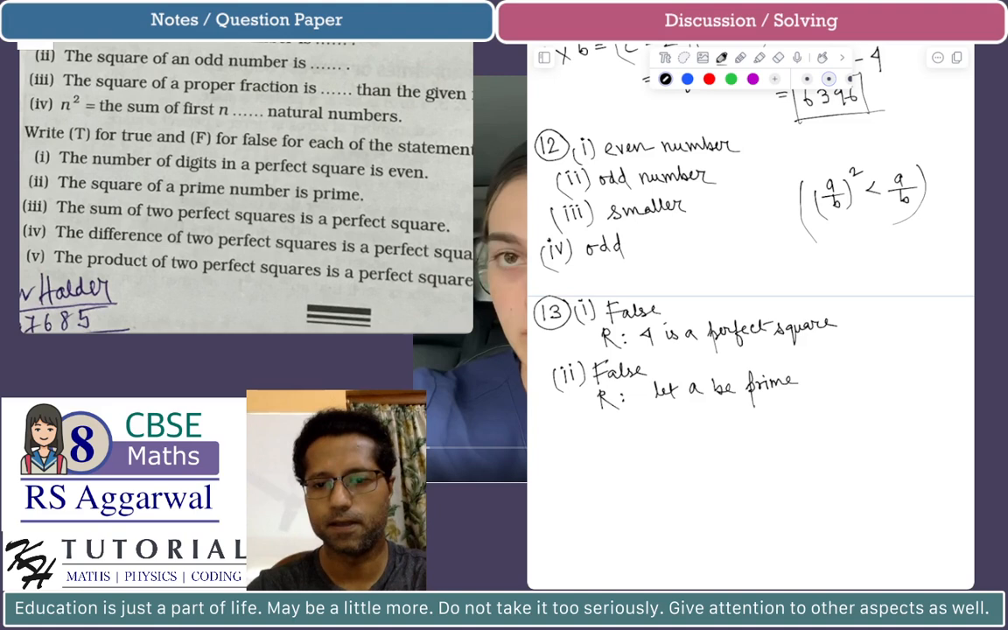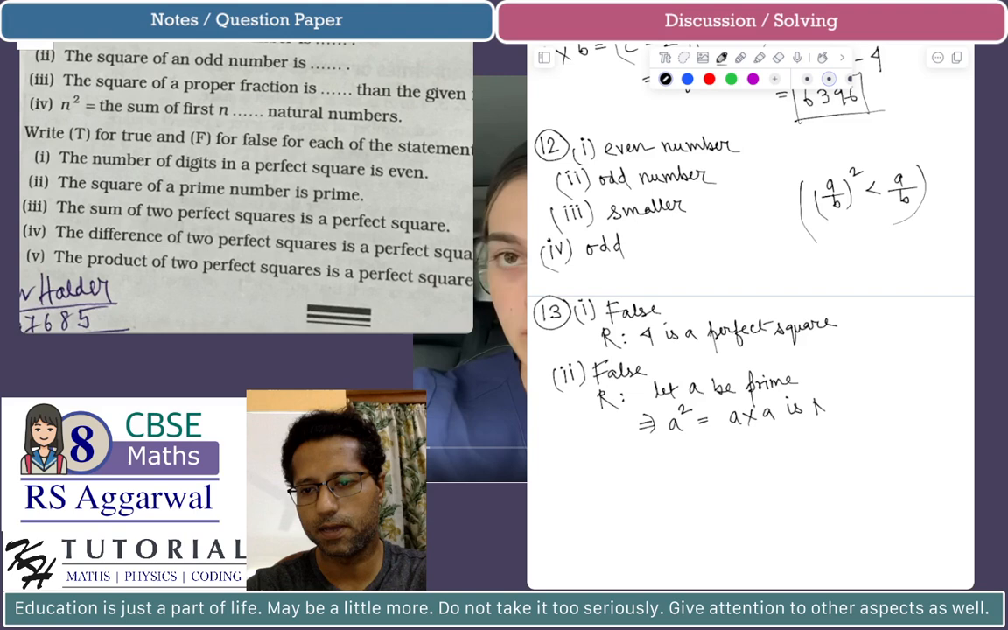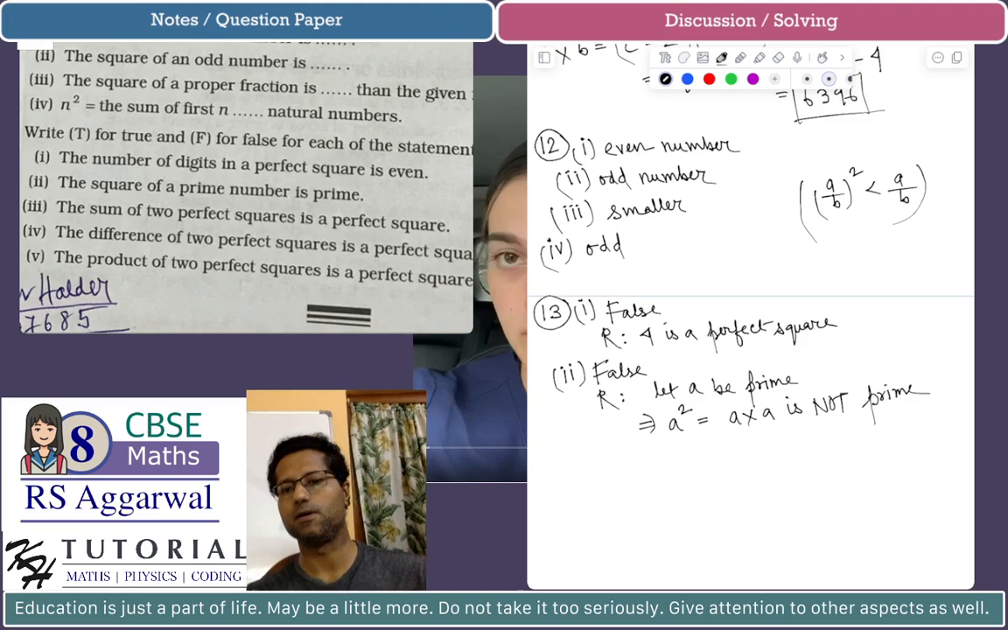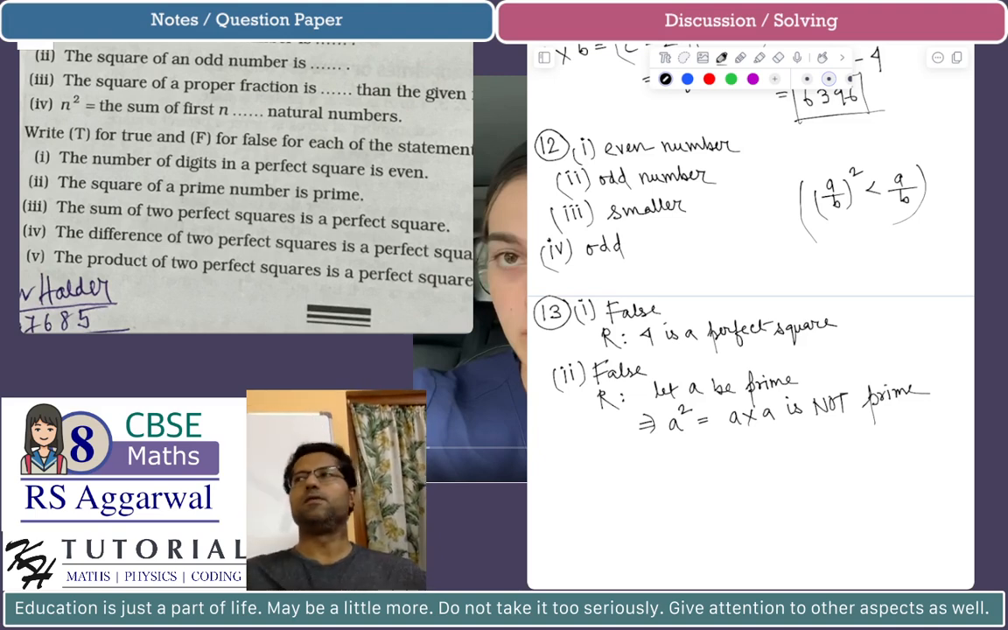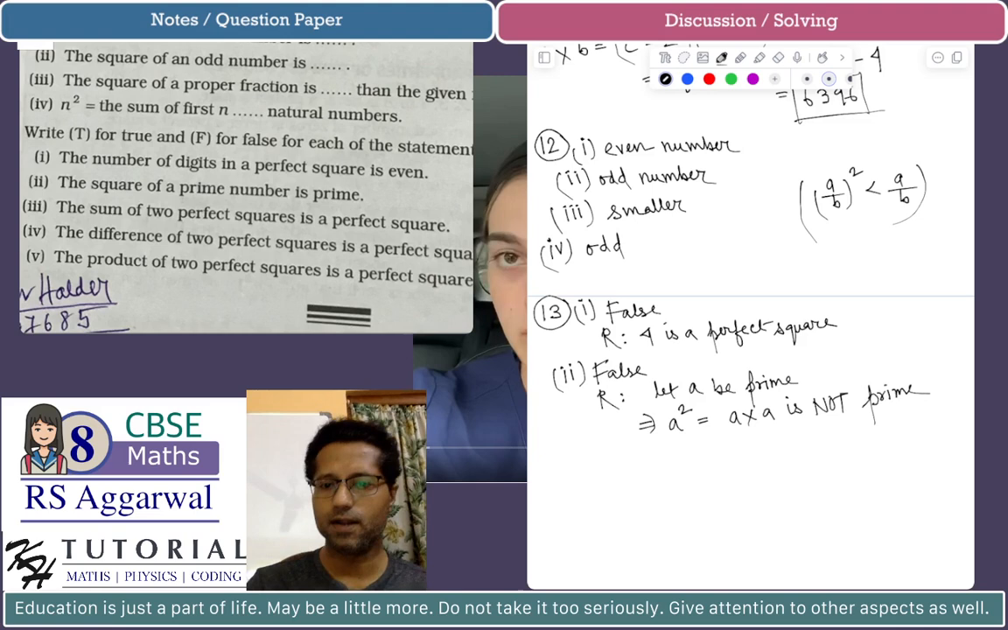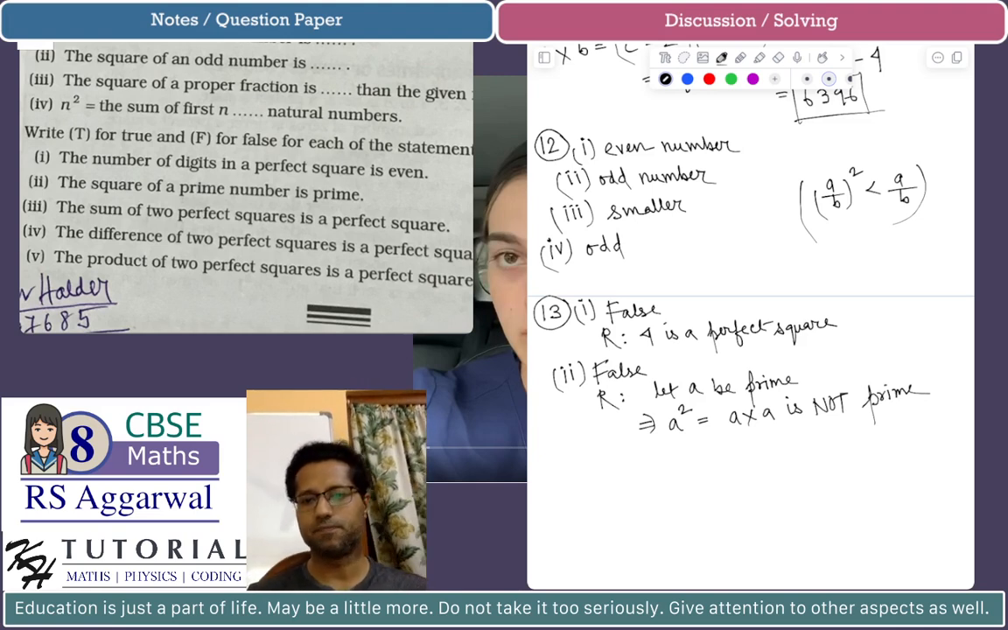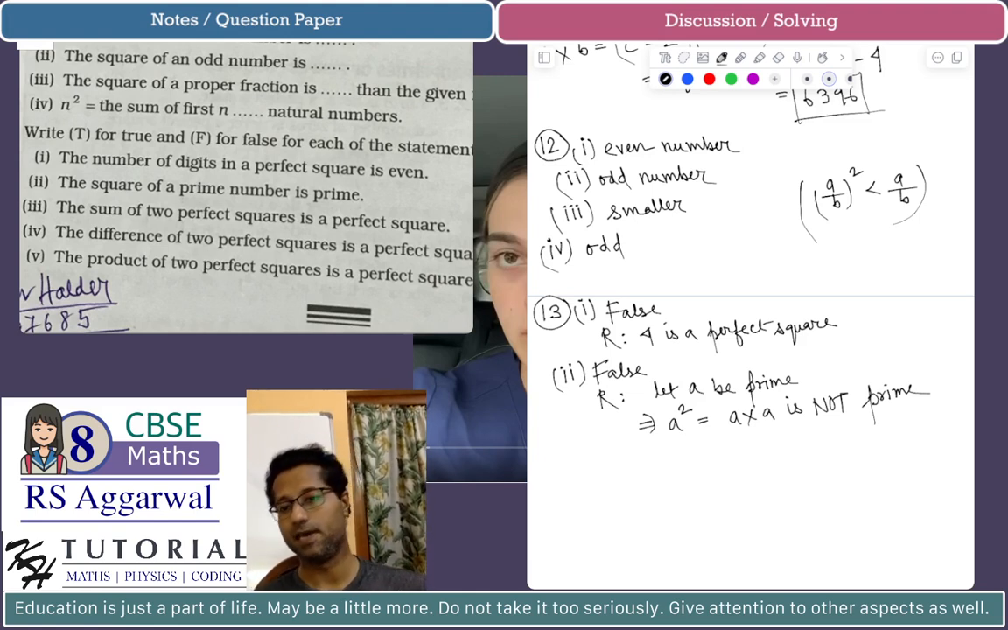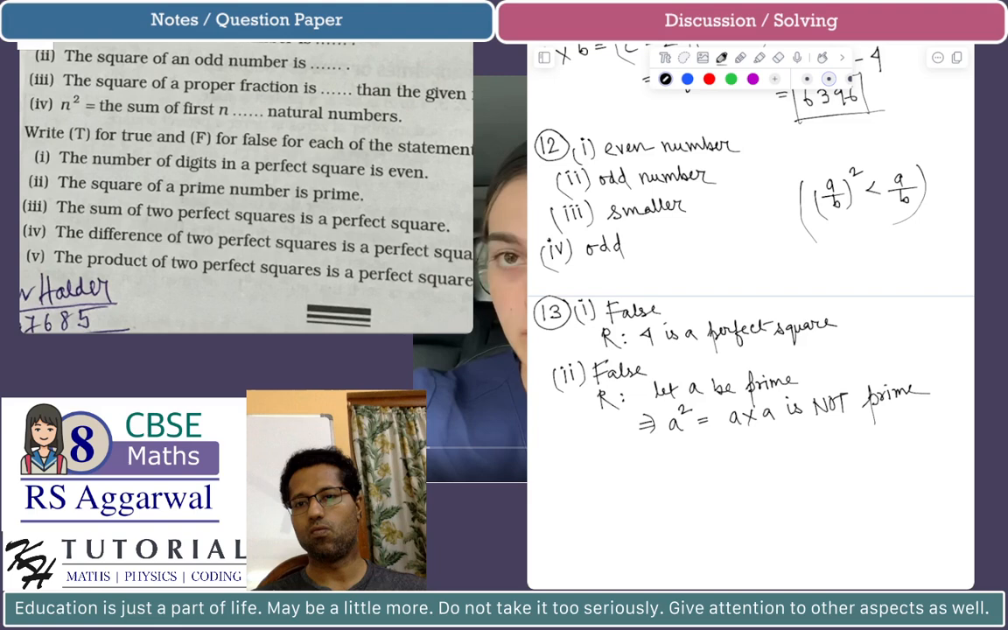A be prime. This implies A square, the square of A, that is A into A, is not prime. Why is A square not prime? Because what is a prime number? A is a prime number because it is only divisible by 1 and the number itself, that is A. But the number A square is of course divisible by A square and 1, but it is also divisible by A, which need not be 1.